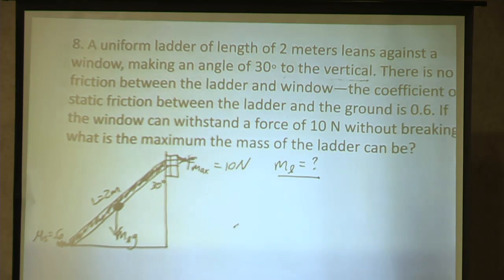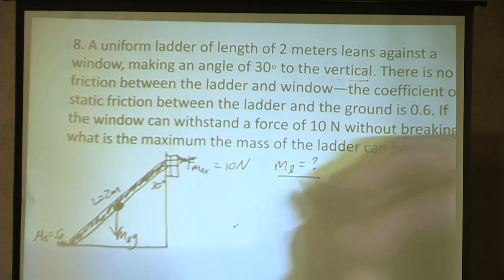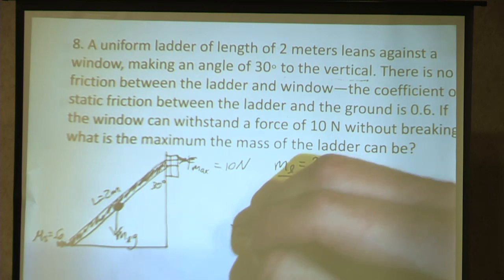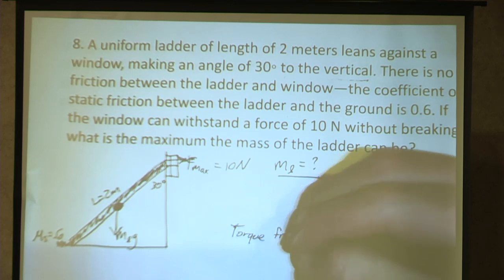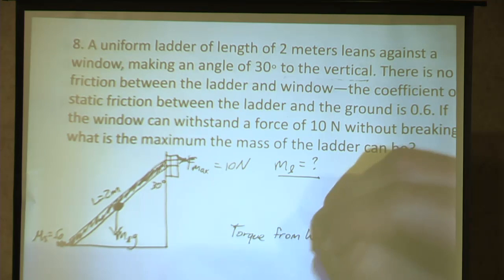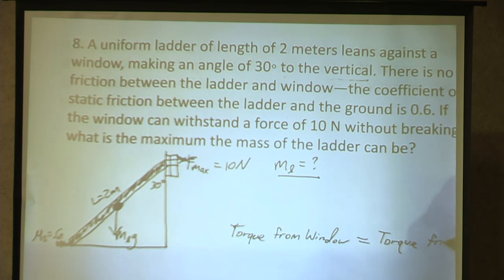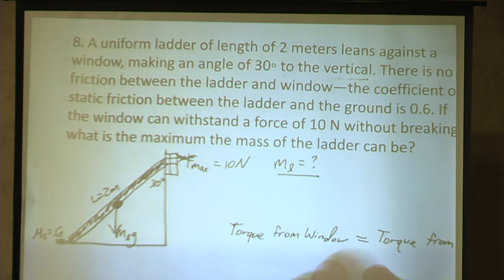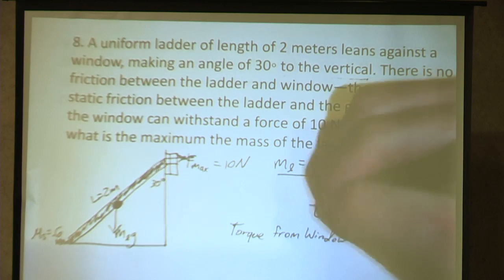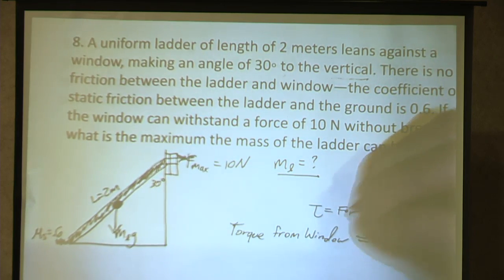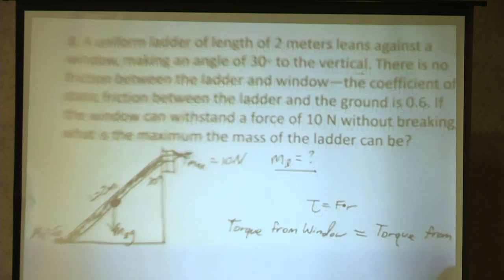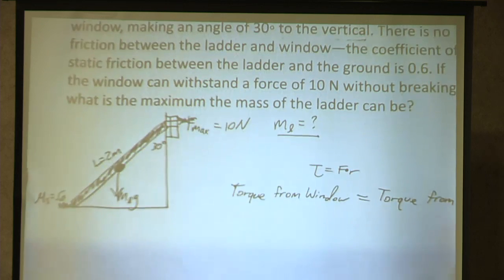The way I'd like to think about this is that the torque from the window will have to equal the torque from the ladder. Okay? And torque, we know, is F times R. And you can do a sum of the torques, depending on how you want to do it, that equals 0.